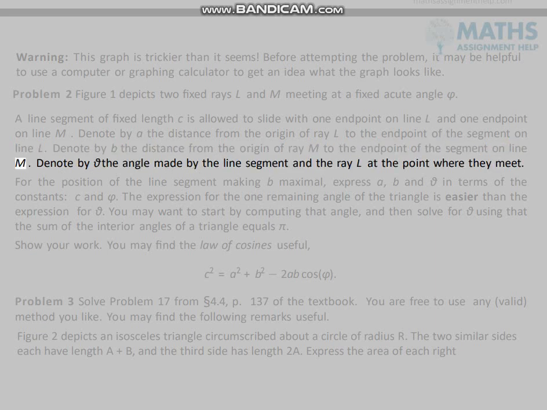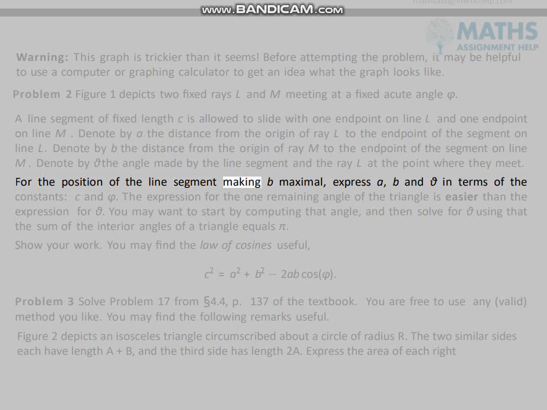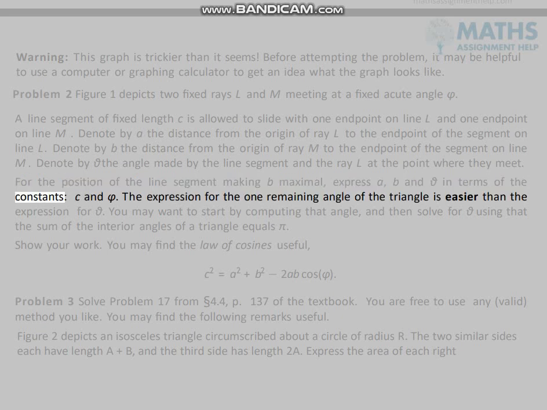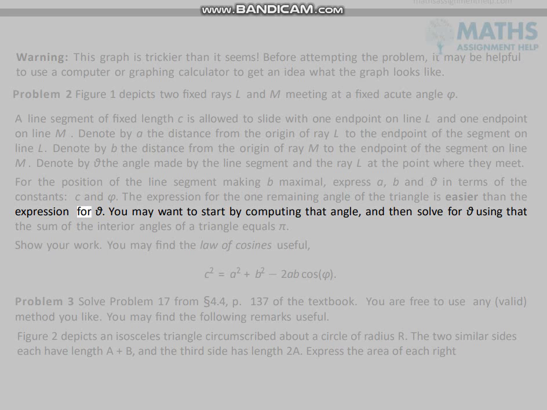Denote by theta the angle made by the line segment and the ray L at the point where they meet. For the position of the line segment making B maximal, express A, B and theta in terms of the constants C and phi. The expression for the one remaining angle of the triangle is easier than the expression for theta. You may want to start by computing that angle, and then solve for theta using that the sum of the interior angles of a triangle equals pi.